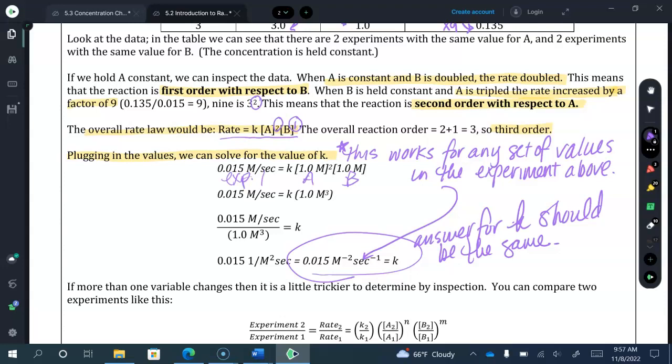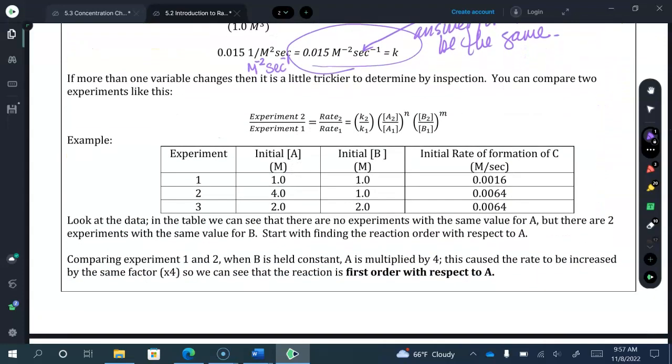And then when units cancel, you end up with 1 over molarity squared times seconds, or molarity to the negative second power if you pulled it to the top, times seconds to the negative first power, because it's in the denominator. When you pull it to the numerator, it flips.